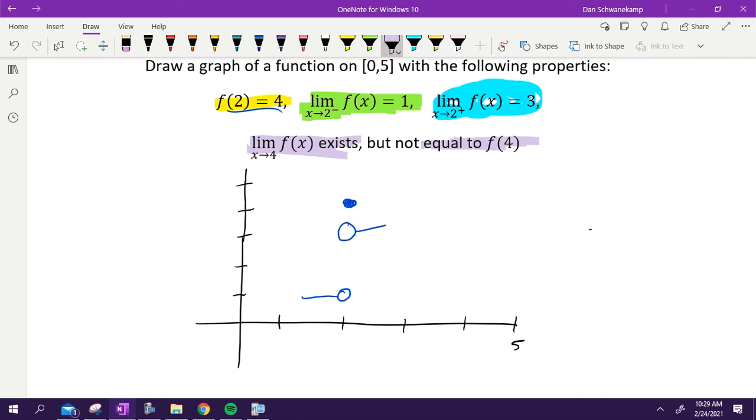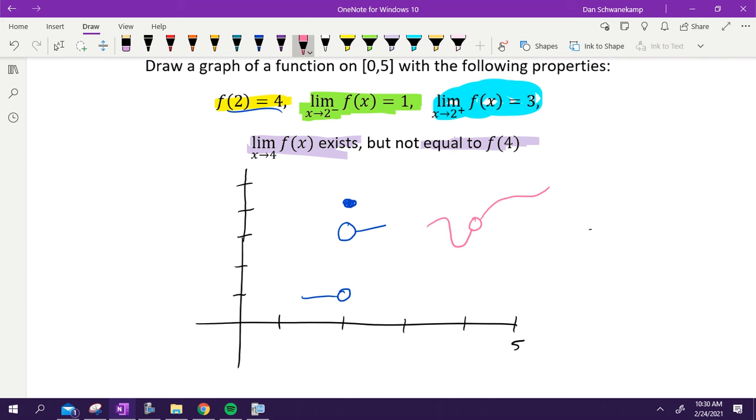Anybody got an idea what that means? Jared, what do you think? You could just have a straight line that goes through 4, but then an open circle at 4. An open circle at 4. I got to have a line of some sort that's going to go through 4. As long as the left and the right side are approaching the same thing, the limit exists.